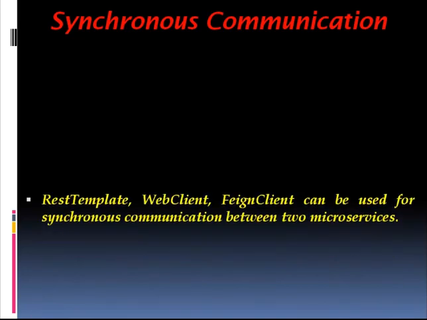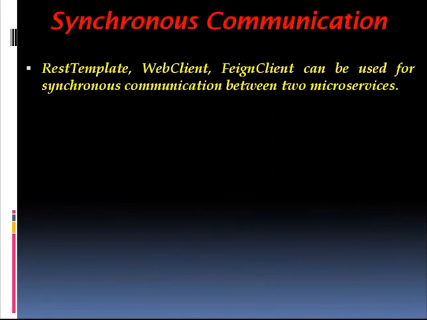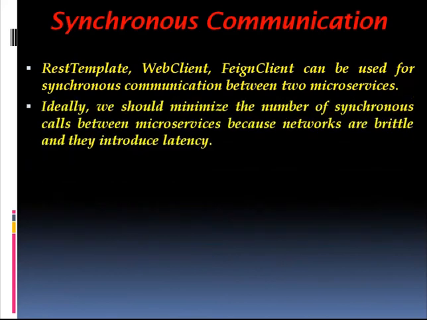Another one is synchronous communication. Mostly we are using synchronous communication. In asynchronous communication, the services do not wait for the response. But in synchronous communication, RestTemplate, WebClient, and Feign client can be used for communication between two microservices. These tools help to communicate between the services.